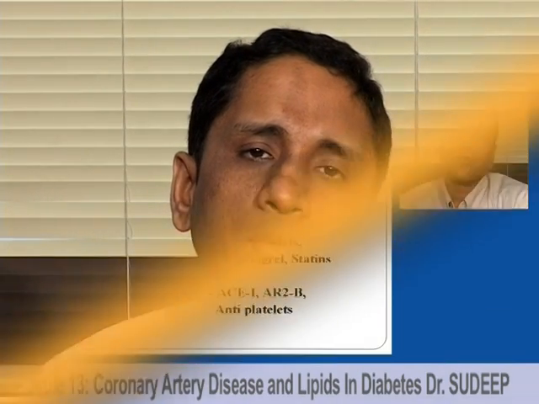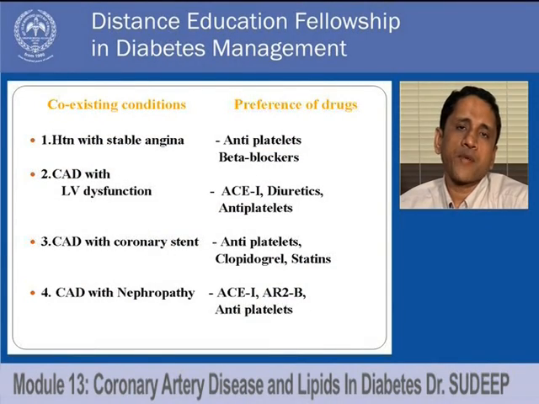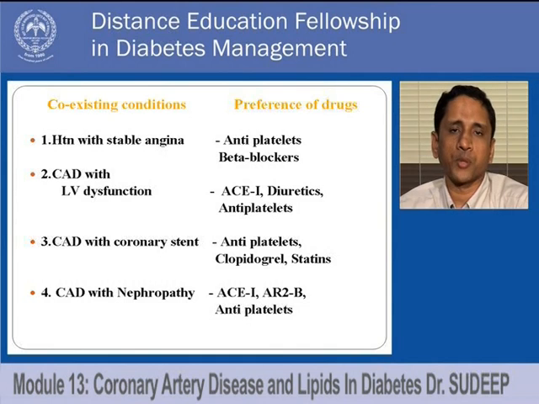So, all the patients who have diabetes and a risk for coronary artery disease, basically it has to be a combination of drugs which is given to the patient, but the priority has to be different in different patients.